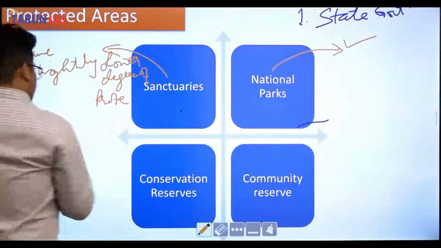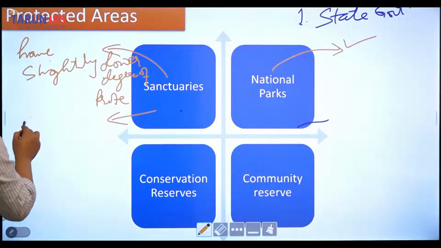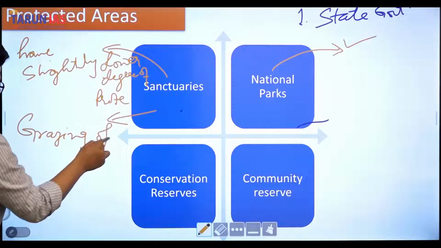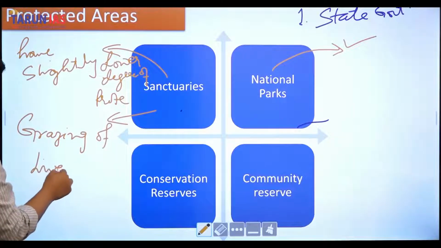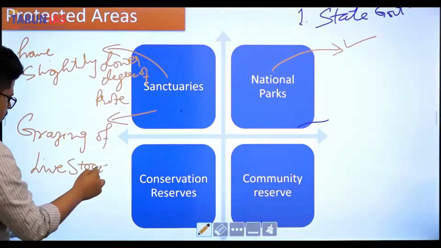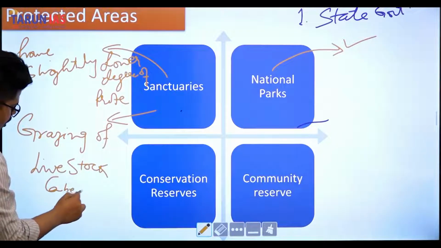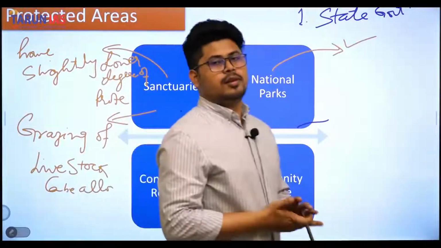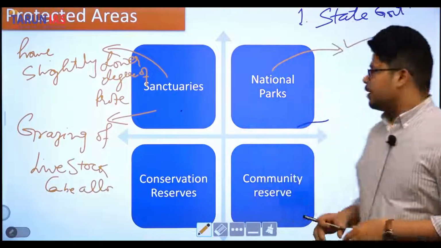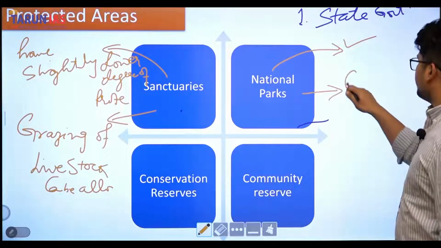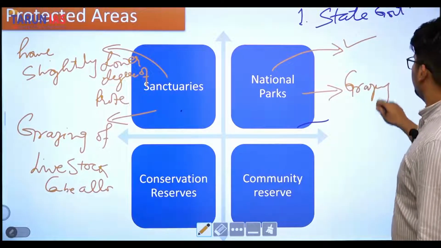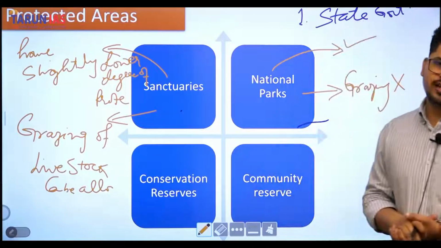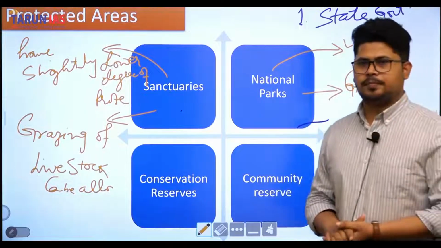That is, sanctuaries में grazing of livestock can be allowed. ठीक है, sanctuaries में grazing of livestock can be allowed, but national parks में grazing cannot be allowed. Okay, grazing not allowed. This is the primary difference between sanctuary and national park. Otherwise, they are more or less the same. Okay.